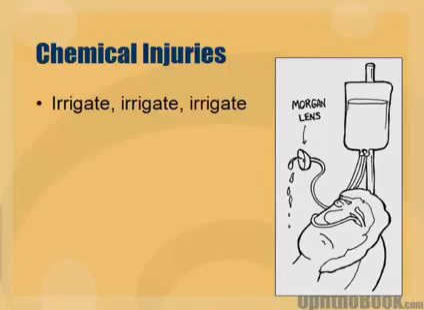Now if this happens to a kid who you can't irrigate, or they come into the ER, they'll often use what we call a Morgan lens. So they'll numb the eye up with tetracaine, and then this Morgan lens actually attaches directly to an IV bag, and they can run several liters into the eye using these lenses.